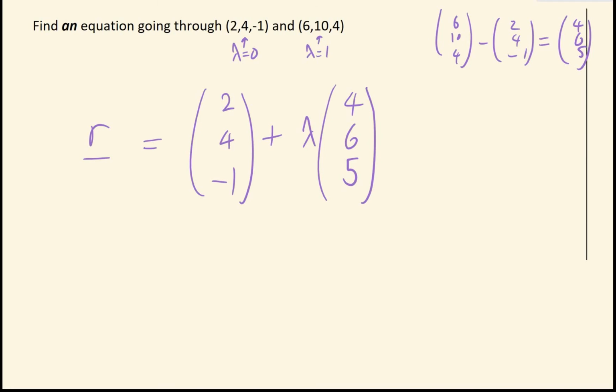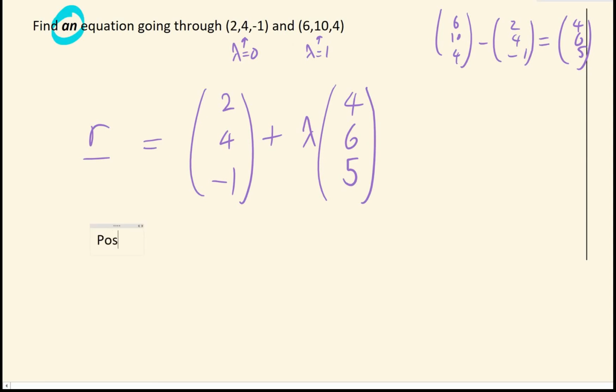Note, I've said here, find an equation, not the equation, because there are loads of ways you could define this equation. For example, if you started from 6, 10, 4, you would have a completely different looking equation, even though it would be the exact same thing.